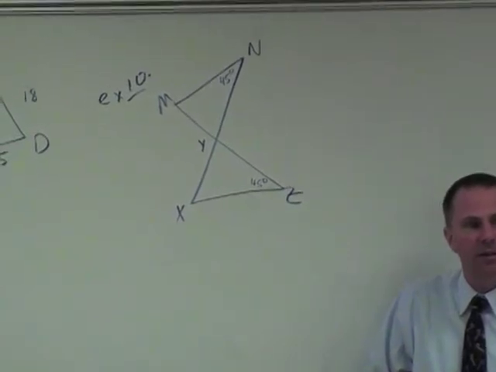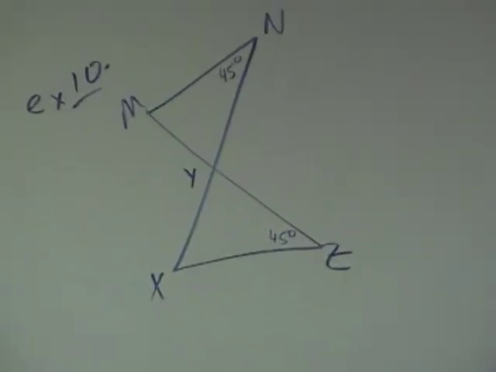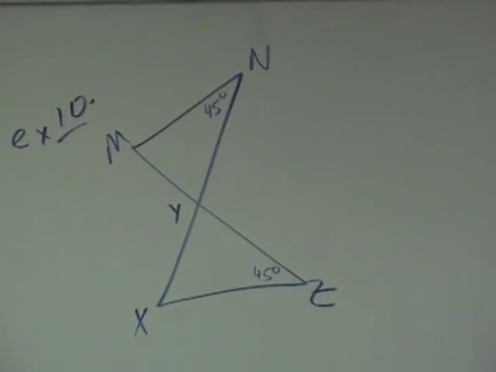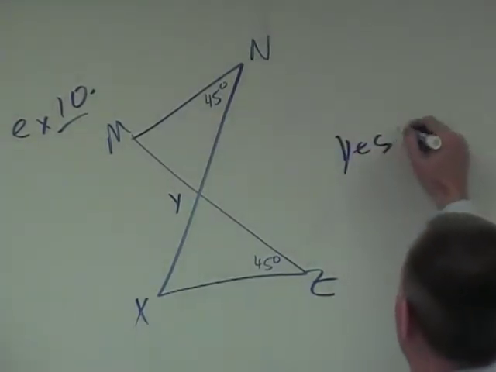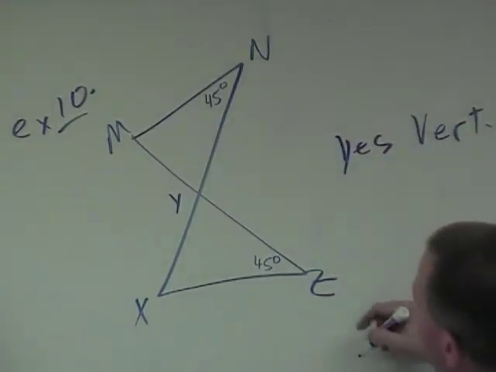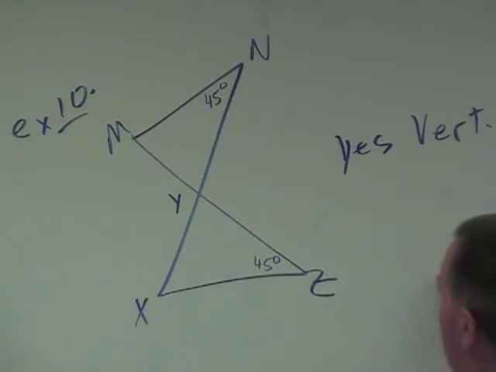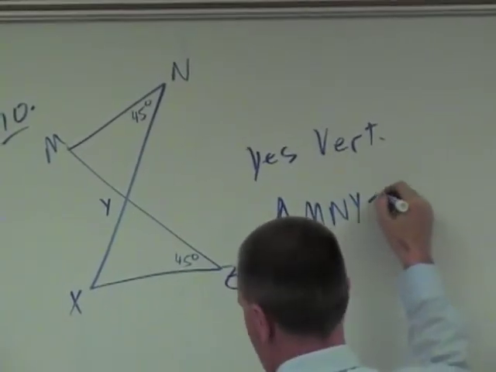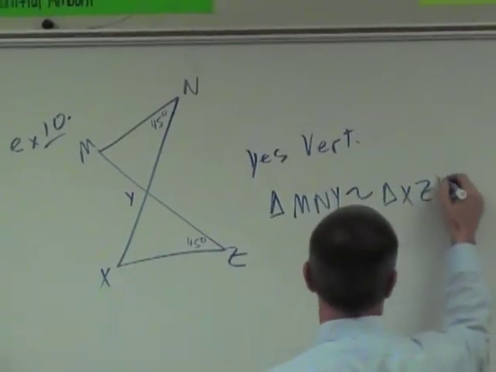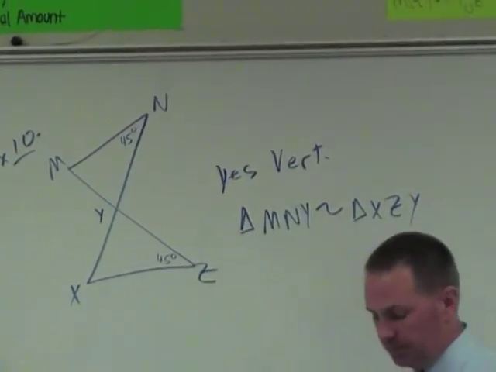Because it's the angle-angle similarity. But I only have one angle up there, don't I? It's vertical. Oh, your second angle is the vertical angle. So yes, vertical angles, and then you have the angle-angle similarity postulate. Okay, so then you say triangle M, Y is similar to triangle X, Z, Y. So you've got to get the similarity statement.